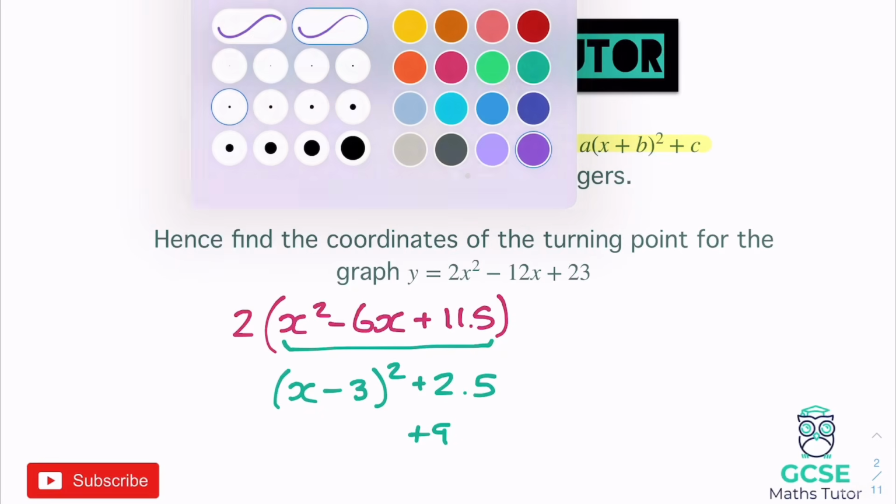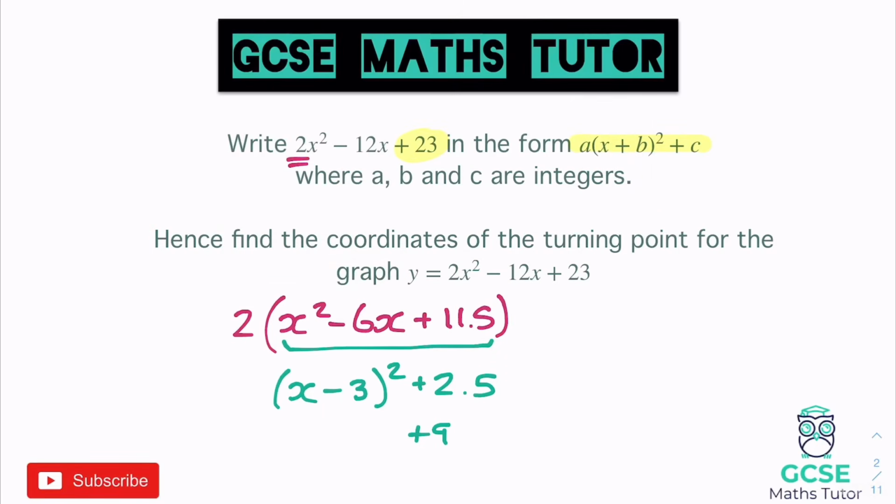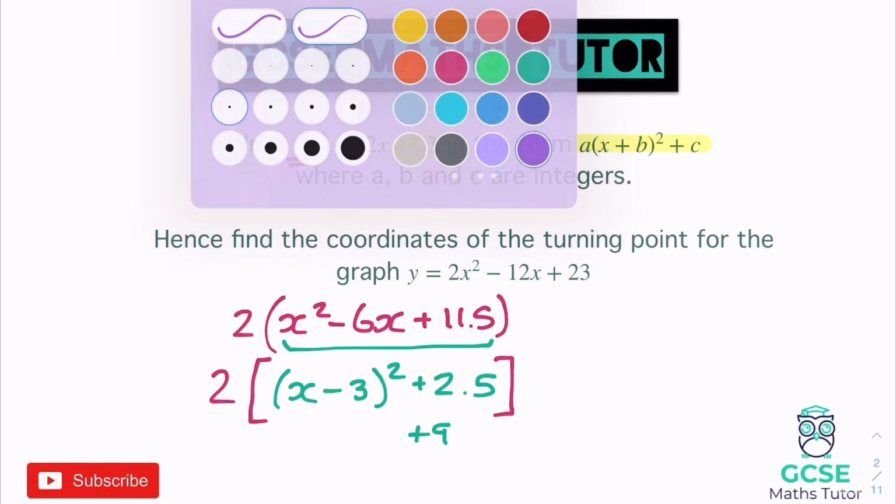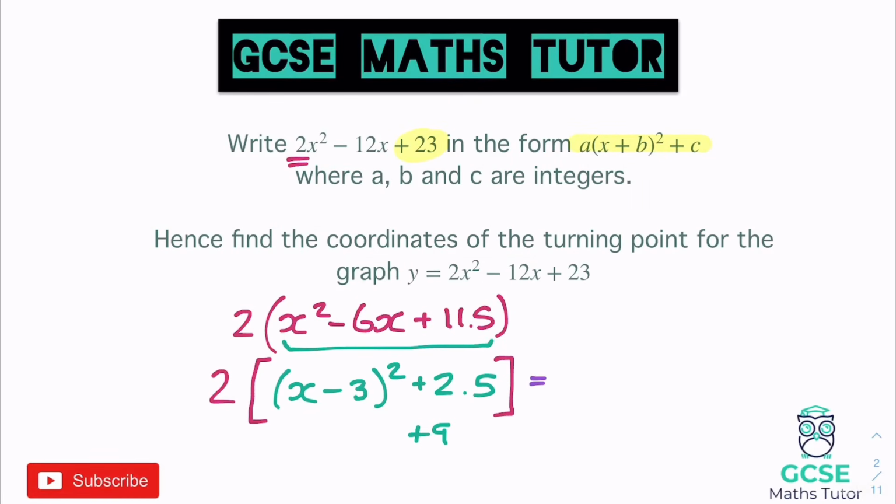Now we just need to reintroduce that 2. If I bring that back to the start, and again I'll put it in a squared bracket, let's get the 2 back at the start, and then expand that out and finish this off. So we have 2 lots of the bracket, so 2 lots of x minus 3 squared, and then 2 lots of the 2.5, which gives us plus 5 at the end.